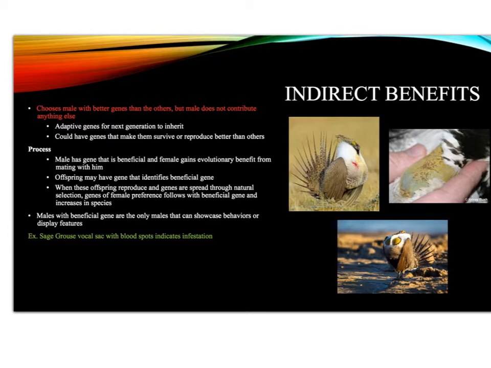The males with the beneficial gene are the only males that can showcase behaviors or display features. For example, in the sage grouse species, vocal sacs with blood spots on them indicate bad genes and infestation.